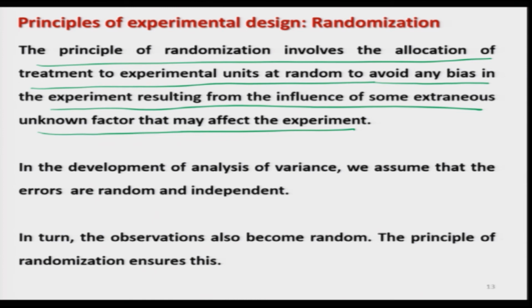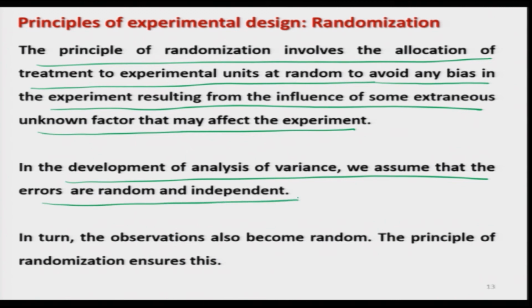Right. So, in that case you can say that I have no hidden intention to draw a particular type of chit out of the box. In that case we say that the chits we are going to draw from the box are independent. Right. So, in the development of analysis of variance, we assume that the errors are random and independent. So, this principle of randomization is going to help us in satisfying the assumption of independence of the observations or the independence of the random errors.